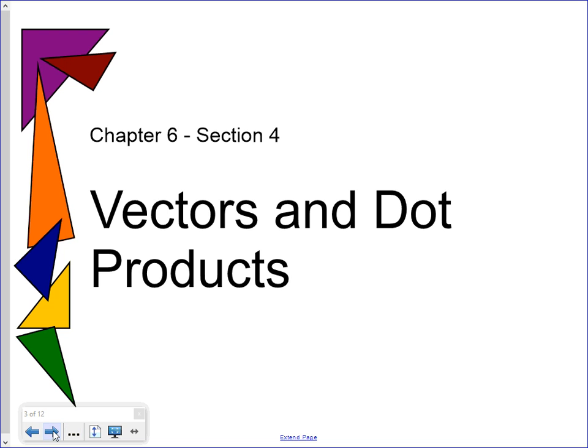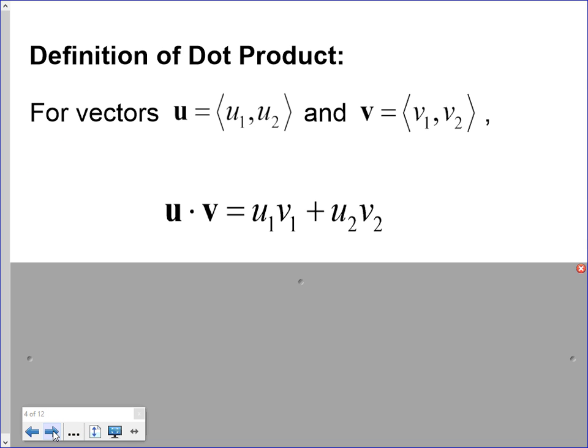Start with the definition of a dot product here. So here's your definition of a dot product. It starts with two vectors, u and v. And then we're just going to label the horizontal and vertical components for those two vectors. So u is u sub 1, u sub 2. V is v sub 1, v sub 2.